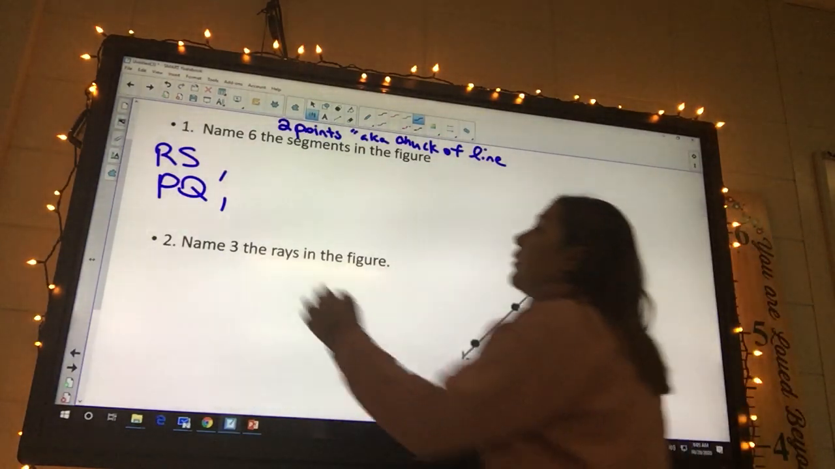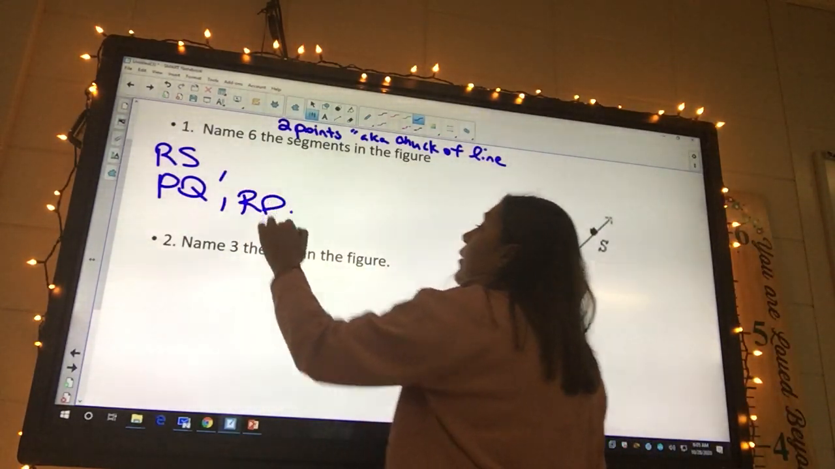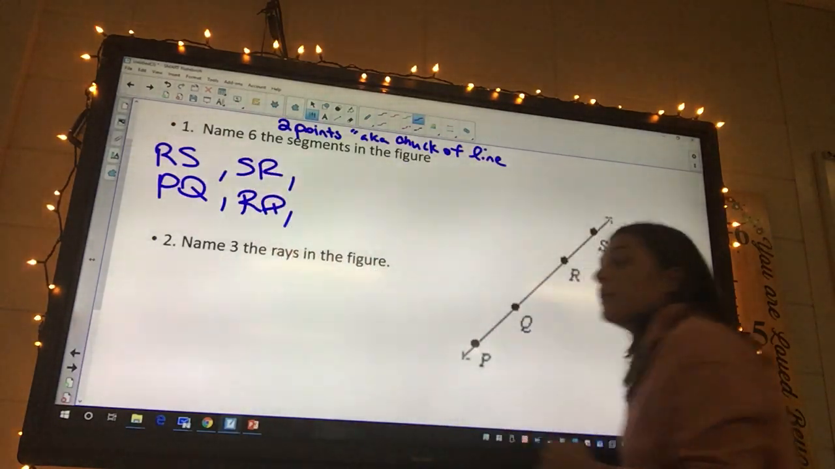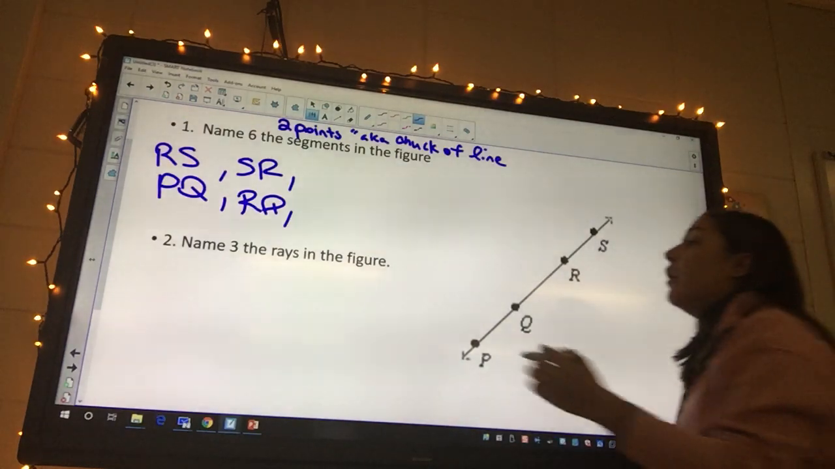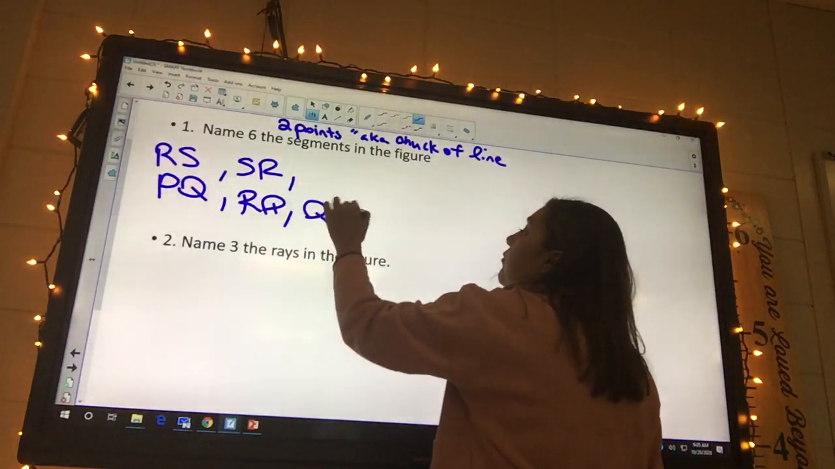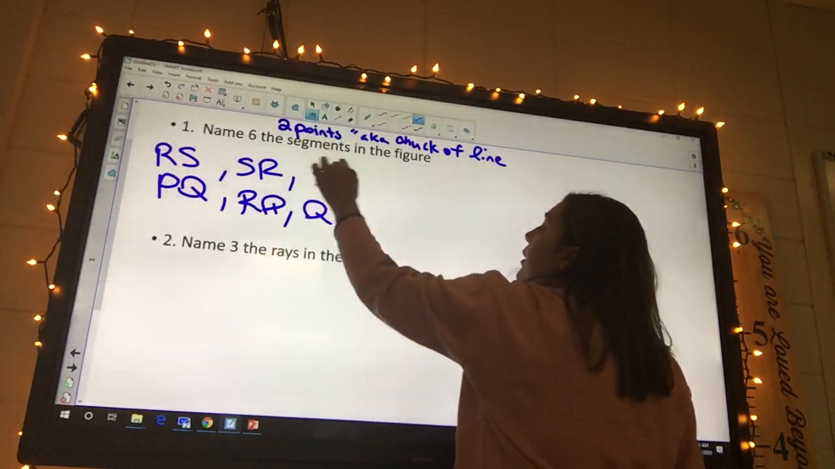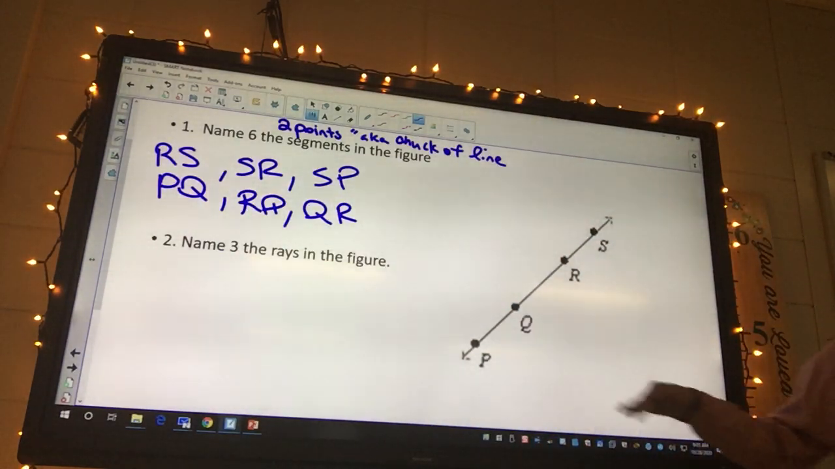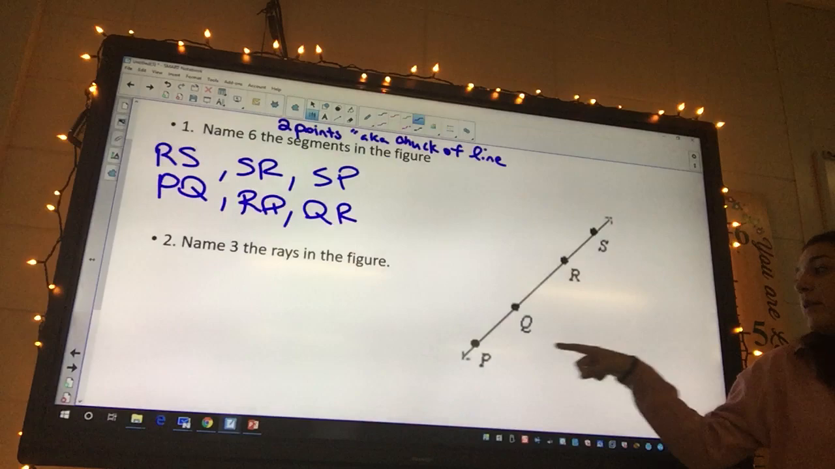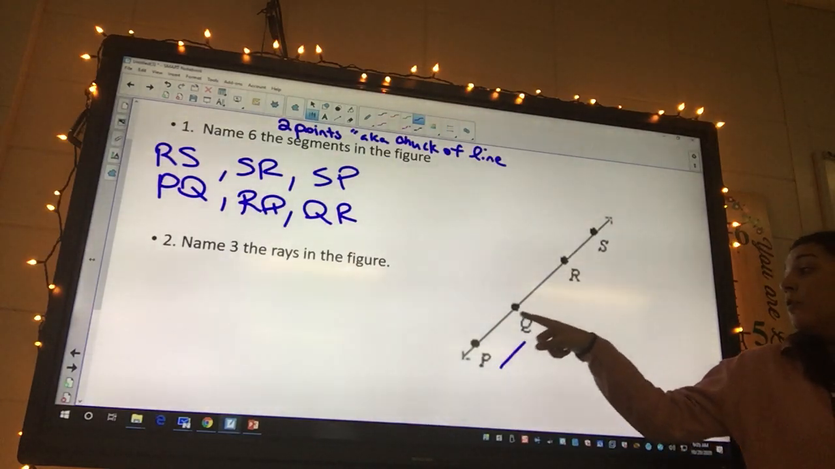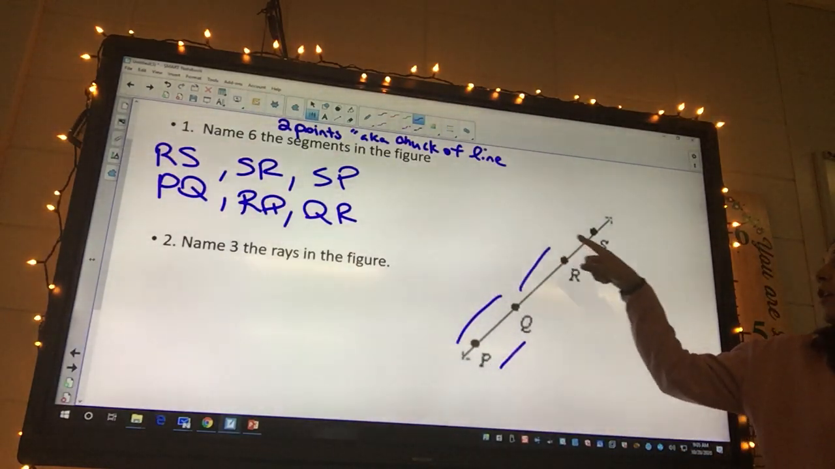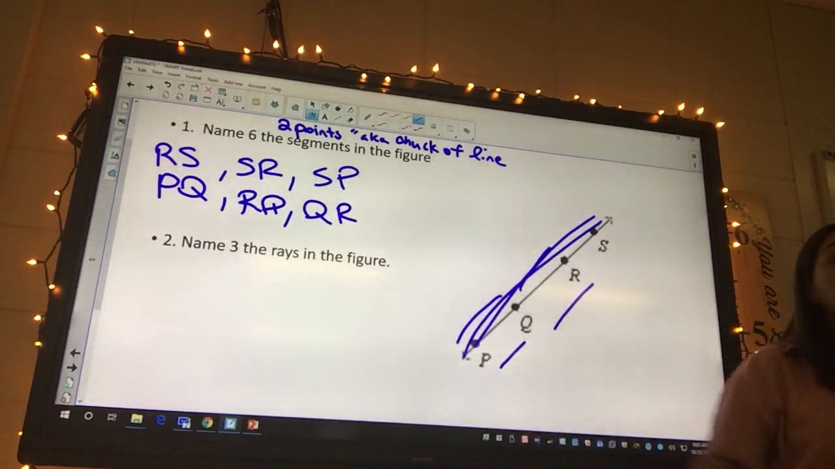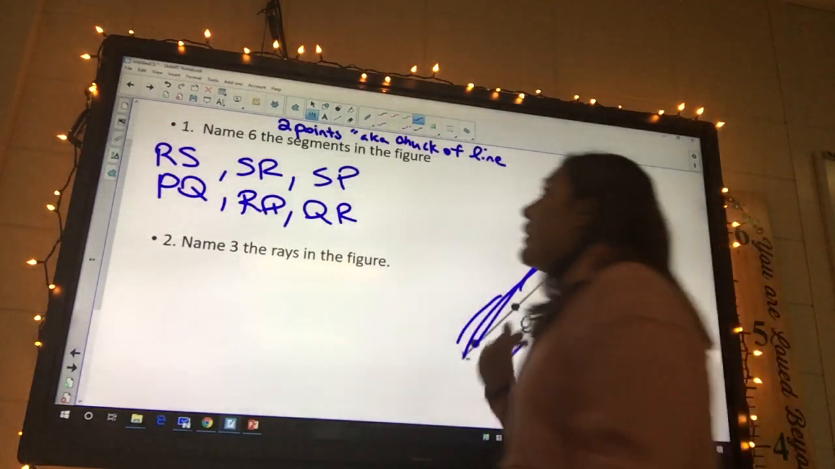RQ. SR. Bree, what's another one? QR. Jared? SP. Perfect. Boom, we got 6 segments. The segment order doesn't matter, okay? You can say PQ and then QP, QR and then RQ, or you can say PS, SP. So it's really easy to find 6 segments.